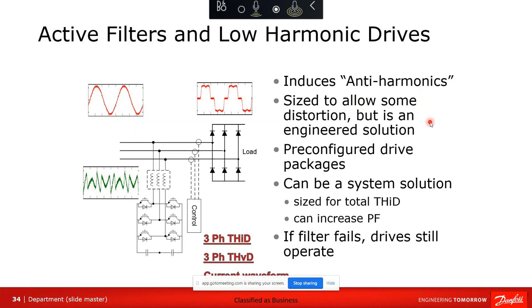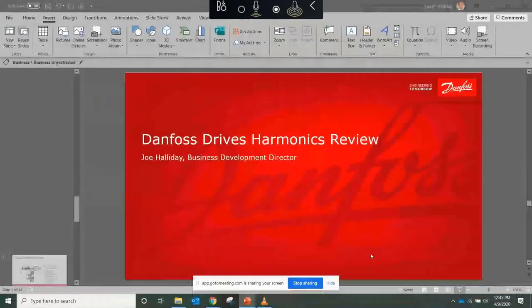We have pre-configured drive packages. It can be a system solution or it can be a single drive solution. The benefit here is if the filter fails, the drive still operates. That can be said as well for the passive harmonic filter. If something happens to that passive filter, your drive still works. So, things to think about. And I can show you something pretty interesting, maybe.